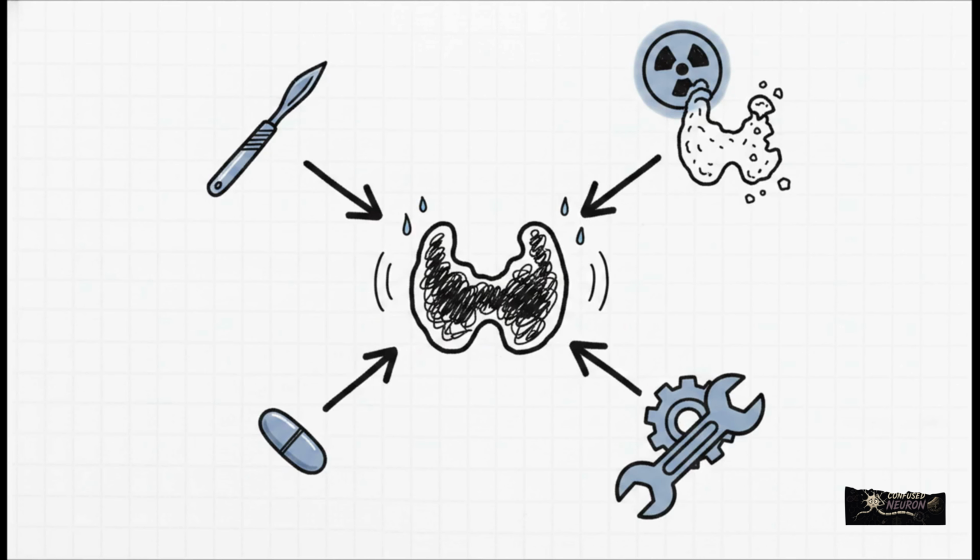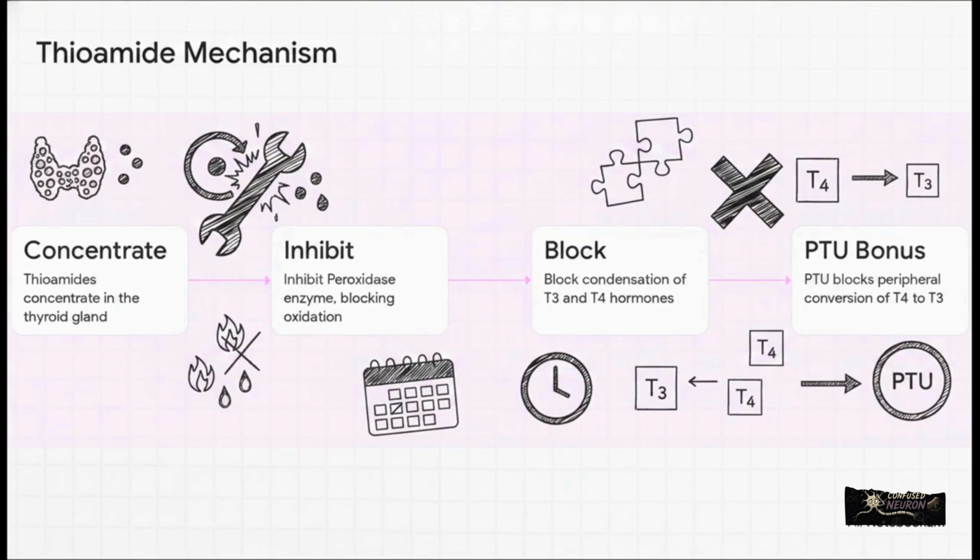1, you can physically cut the gland out with surgery. 2, you can nuke it from the inside out with radioactive iodine, which selectively destroys the follicular cells. Or 3, you can chemically shut down the factory using a class of medications called thioamides, specifically Methimazole and Propylthiouracil, or PTU for short. Going back to our factory steps I drew earlier, drugs like methimazole and PTU throw a massive chemical wrench right into the peroxidase enzyme. They totally block the oxidation and iodination steps.